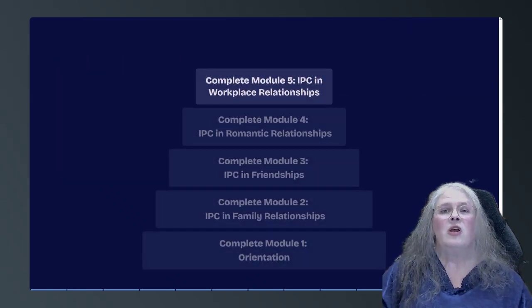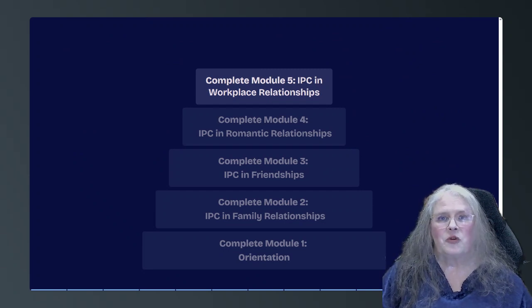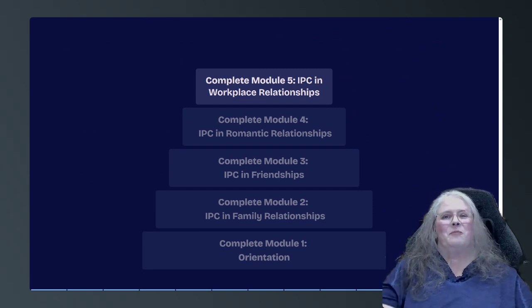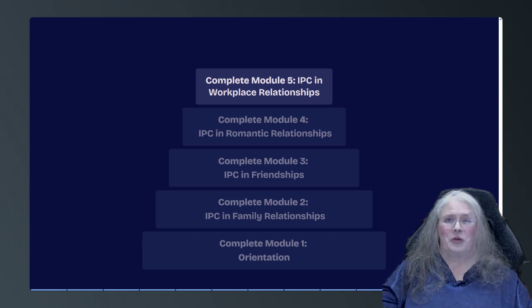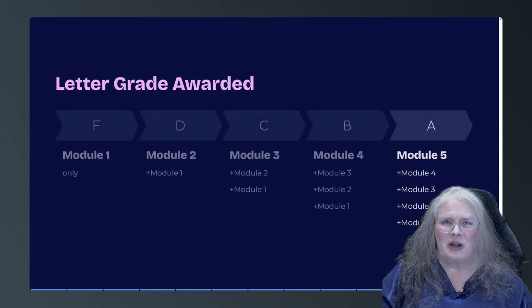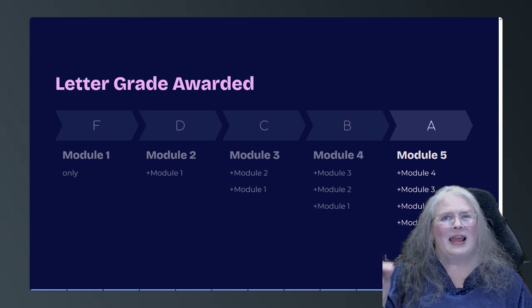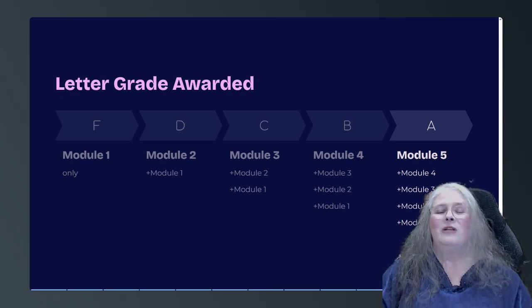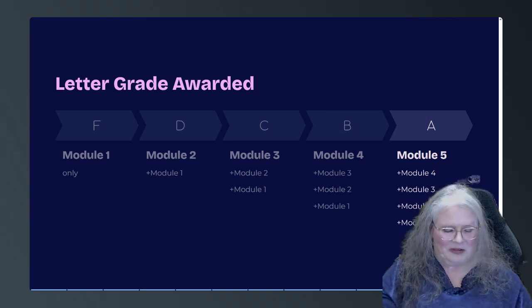Finally, we move to Module 5, Interpersonal Communication in Workplace Relationships. This module is our last module in the course, so you guessed it. If we complete this module by turning in all the work and reaching or exceeding 80% mastery level, we've got an A in the course.